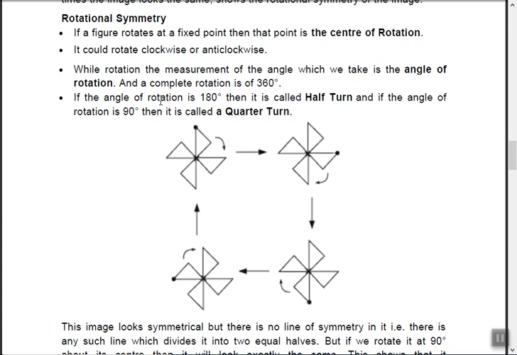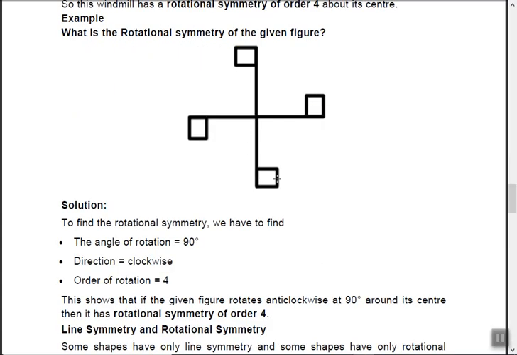If the angle of rotation is 180 degrees, then it is called a half turn, and if the angle of rotation is 90 degrees, then it's called a quarter turn. Now what does this mean? Suppose you rotate this figure through 90 degrees and it looks the same, so it will be called a quarter turn. Which one has a half turn and quarter turn? Okay, let's look at this example.